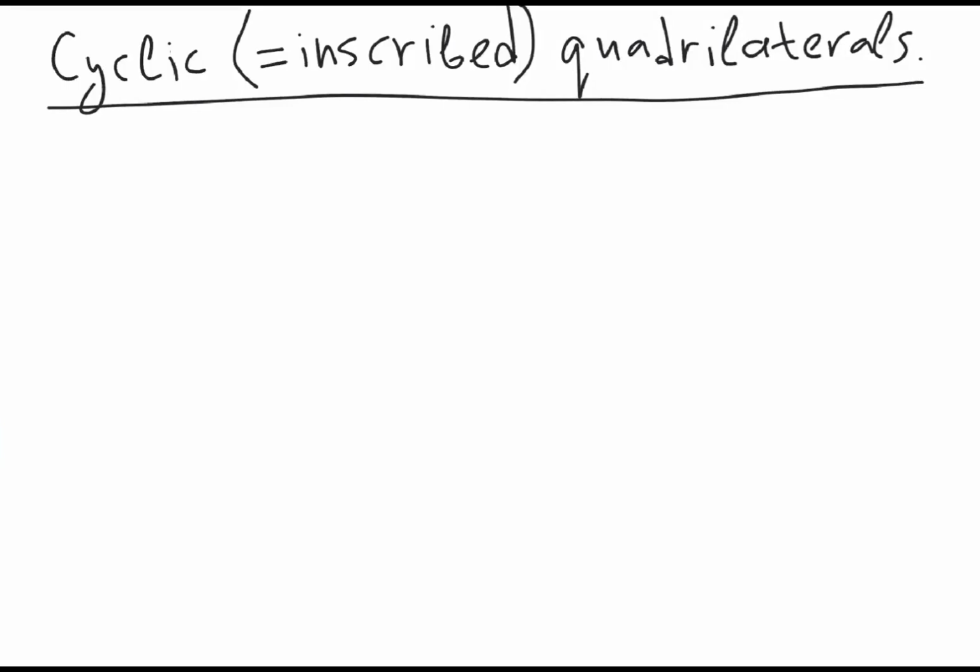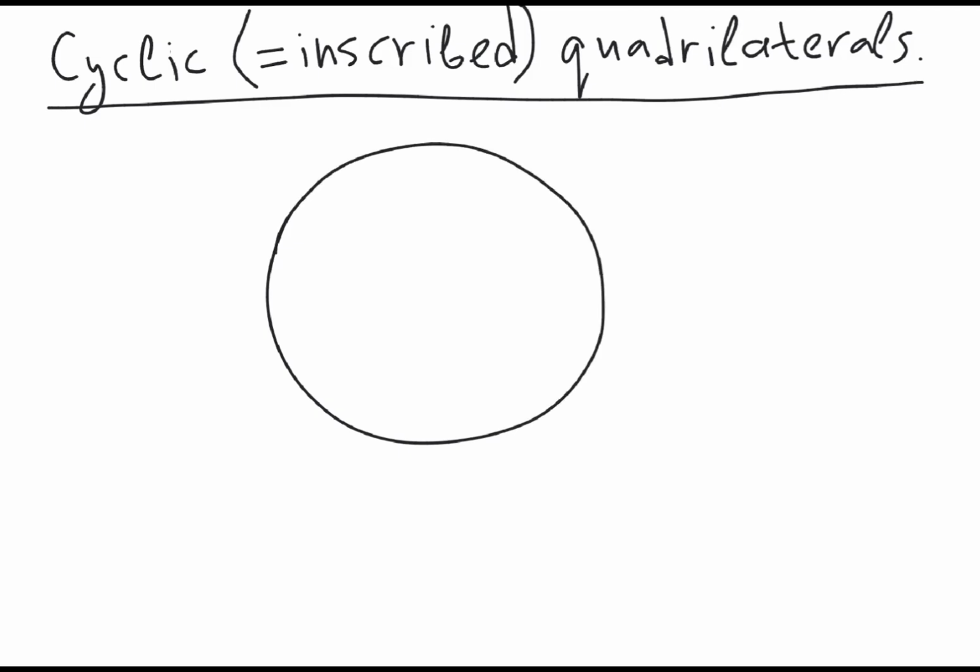Okay, in this video I'm going to talk about cyclic quadrilaterals or inscribed quadrilaterals. It's the same thing. So basically a cyclic quadrilateral is a quadrilateral whose vertices lie on a circle, for which there exists a circle passing through all four vertices of this quadrilateral. So something like this.